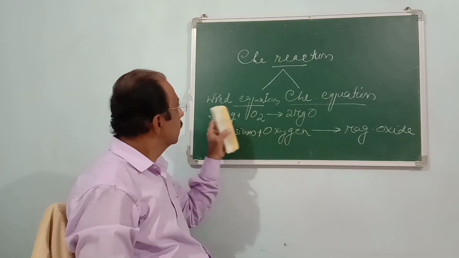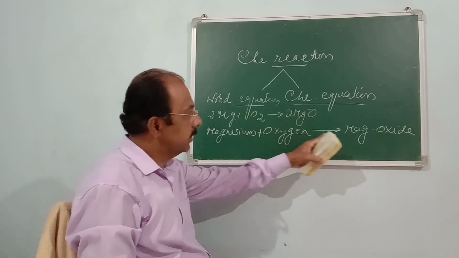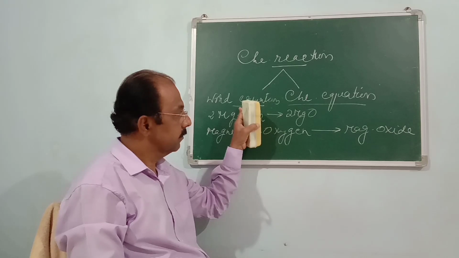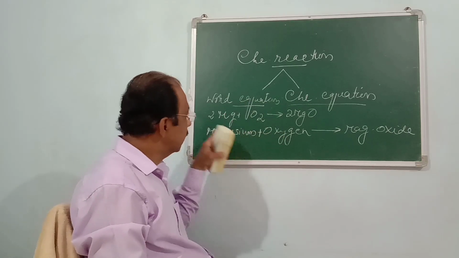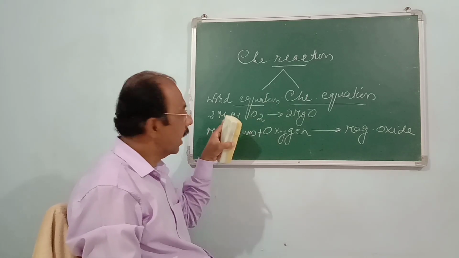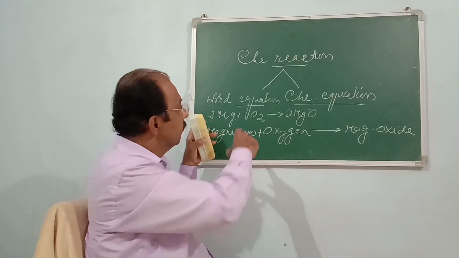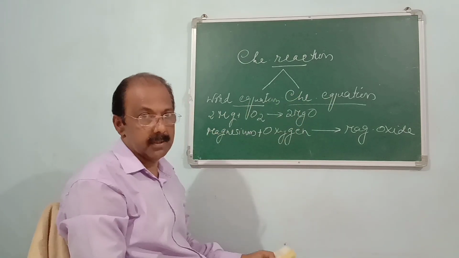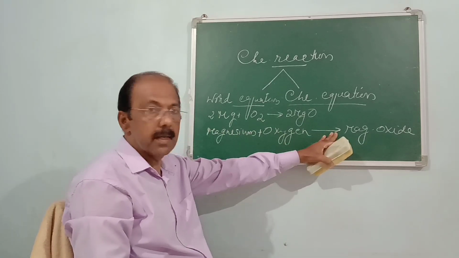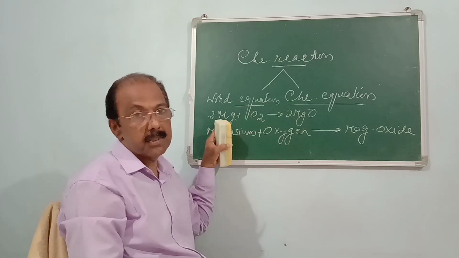So this is the way a word equation is expressed. Magnesium plus oxygen gives magnesium oxide. This kind of equation is called a word equation. Rather, if you write the same equation using chemical formulas and symbols, then it's a chemical equation. So, what's the difference between a word equation and a chemical equation? In a word equation, we write the equation in the form of words, and in a chemical equation, we use symbols and chemical formulas.